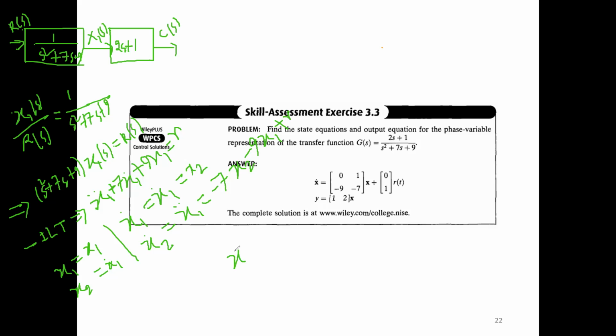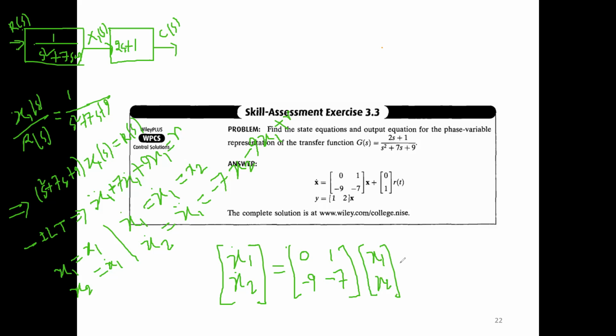We can write x1 dot, x2 dot. For the first term, only x2 is there, so 0, 1. For the second term, minus 9 and minus 7. And instead of this, you can write x1, x2, plus, for the r, in the first term there is no r, so it is 0. In the second term, there is only 1 r, so it is 1, and you can write r(t). Okay, so that is your first part.